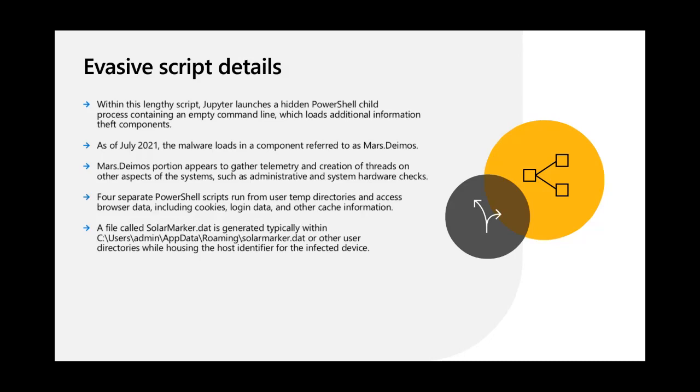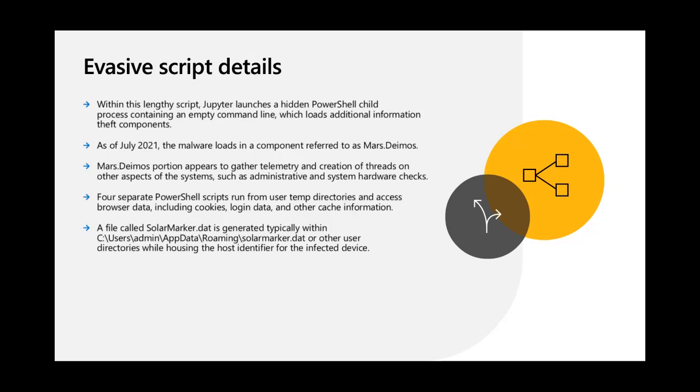Mars Deimos, however, will be observed in almost every instance of the Jupyter Solar Marker infection. It may also be observed in infections that do not have a Jupyter Solar Marker initiation, but may be related to the operator or the malware. It will gather telemetry on the host in order to send it back to the attacker, and will additionally scrape and collect other data, including system information, cookies, login data, web credentials, and other cache information.